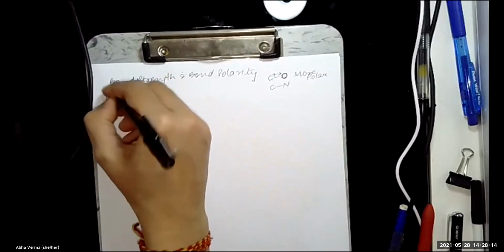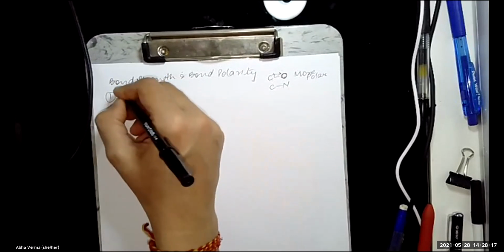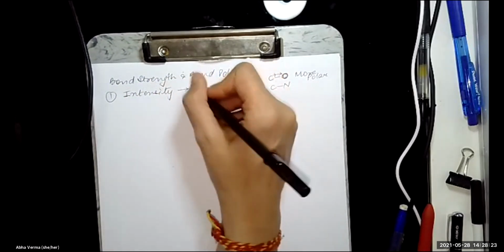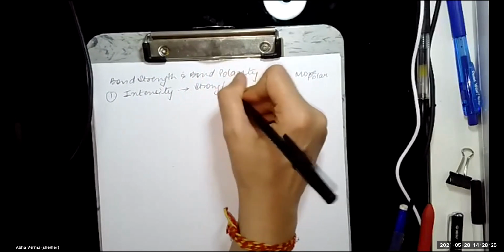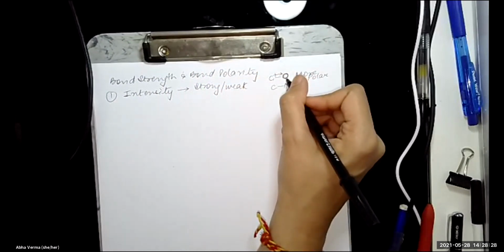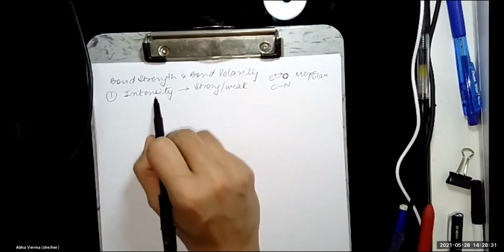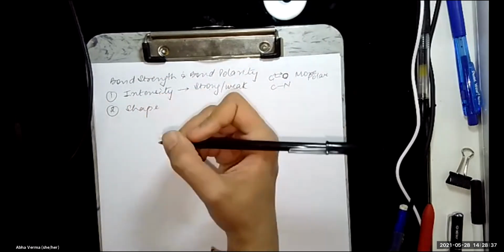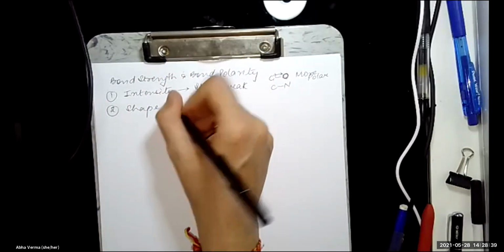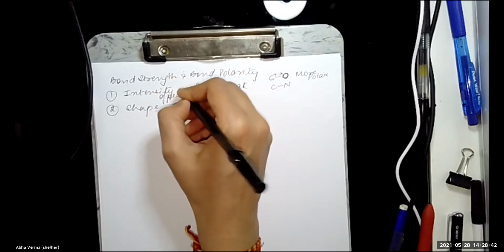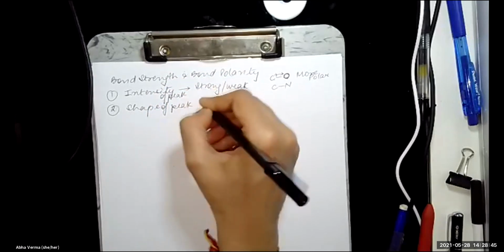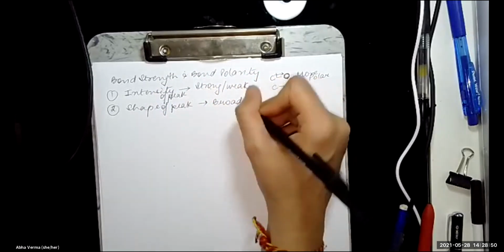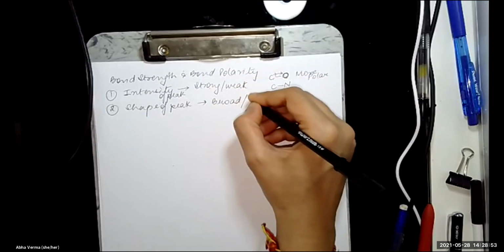The more polar will have a higher intensity. Intensity can be strong or intensity can be weak. So more polar will have stronger intensity. Another thing that can define your IR peak is the shape of the peak. The shape of the peak can be broad if it is more polar, or it can be sharp.